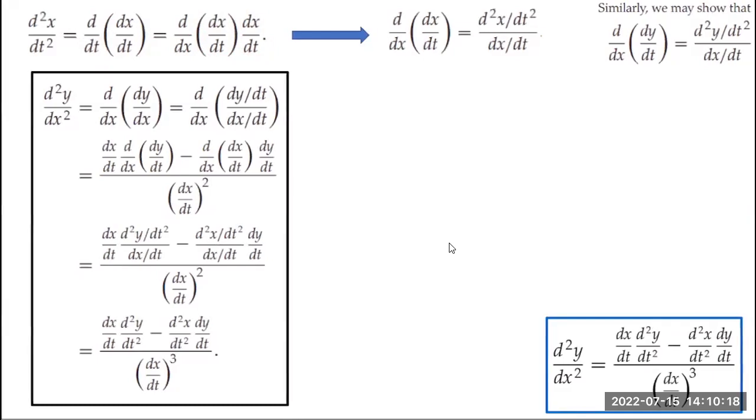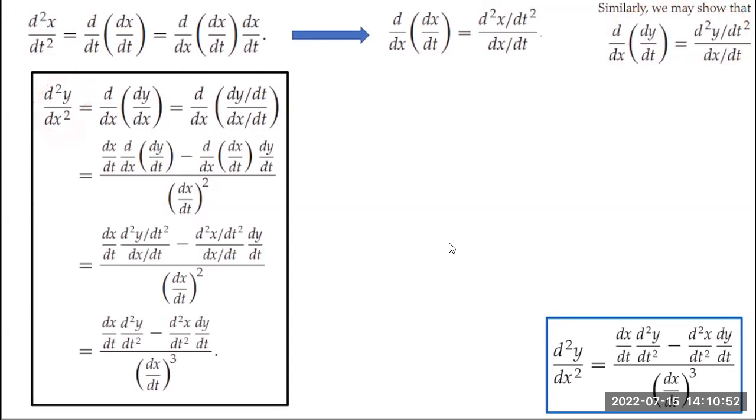Now from this one I'm going to isolate this expression. If I isolate that expression, I divide both sides by dx over dt, then I get this one. Similarly, doing the same thing for d squared y over dt squared, you can isolate a similar quantity. You can find that to be d squared y over dt squared divided by dx over dt. I will leave this as an exercise for you. Now I have all the ingredients I need to find d squared y over dx squared.